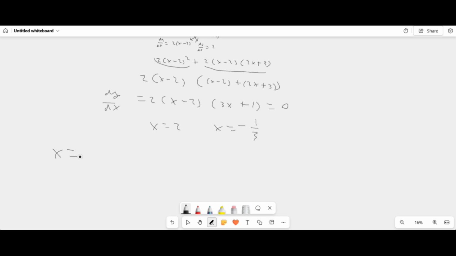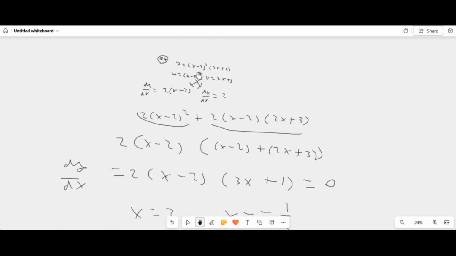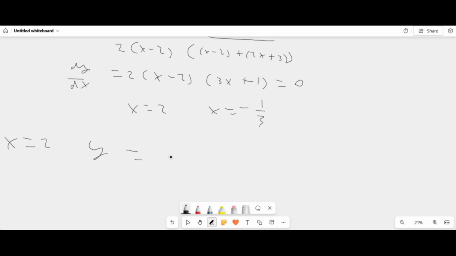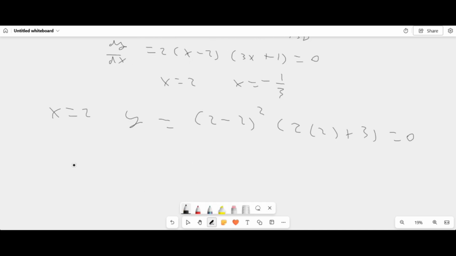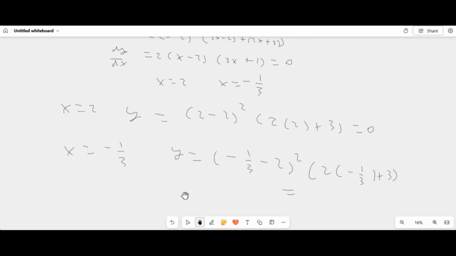When x is equal to 2, we need to find what y is. y is equal to that long expression at the beginning: (x minus 2) squared times (2x plus 3). So substitute 2 into there, so that's (2 minus 2) squared, and 2 times 2 plus 3. That's going to get you 0. And substitute when x is equal to minus 1 over 3. That's going to be y is equal to (minus 1 over 3 minus 2) squared, times 2 open bracket minus 1 over 3 plus 3. And that's going to get you 343 over 27.